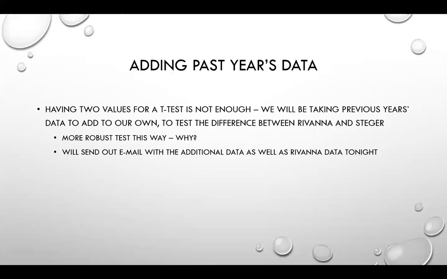Anyway, the reason that I'm doing this is that having a larger sample size lends itself to a more robust data set and more robust statistics. So instead of running stats on just the average for Steger for 1 year versus the average for Rivanna for the same year, essentially using 2 data points, or if you use all of your raw data, we would have 3 to 4 for each river, right? It's not the most robust sample size.